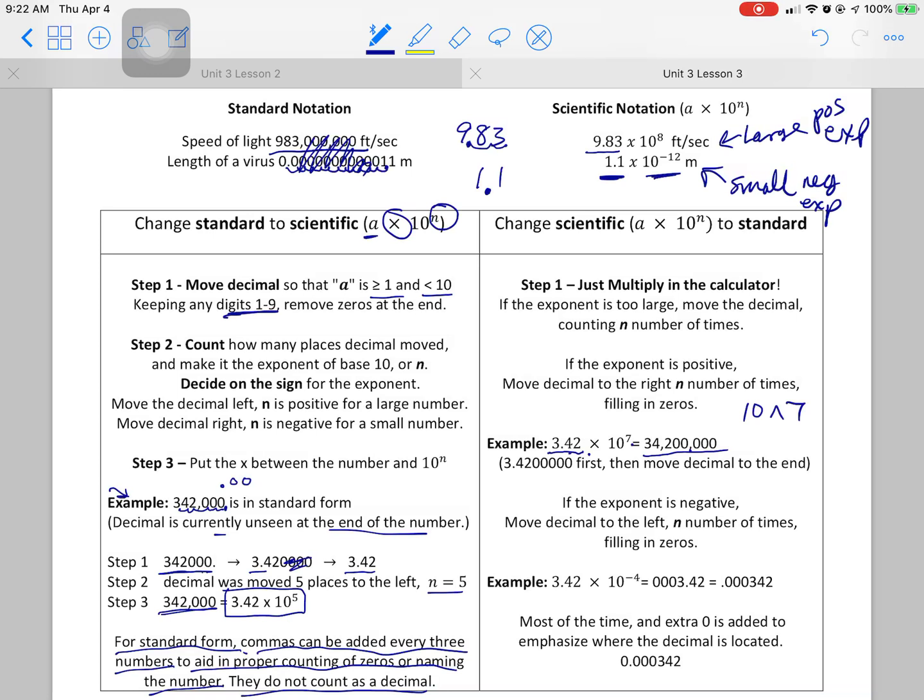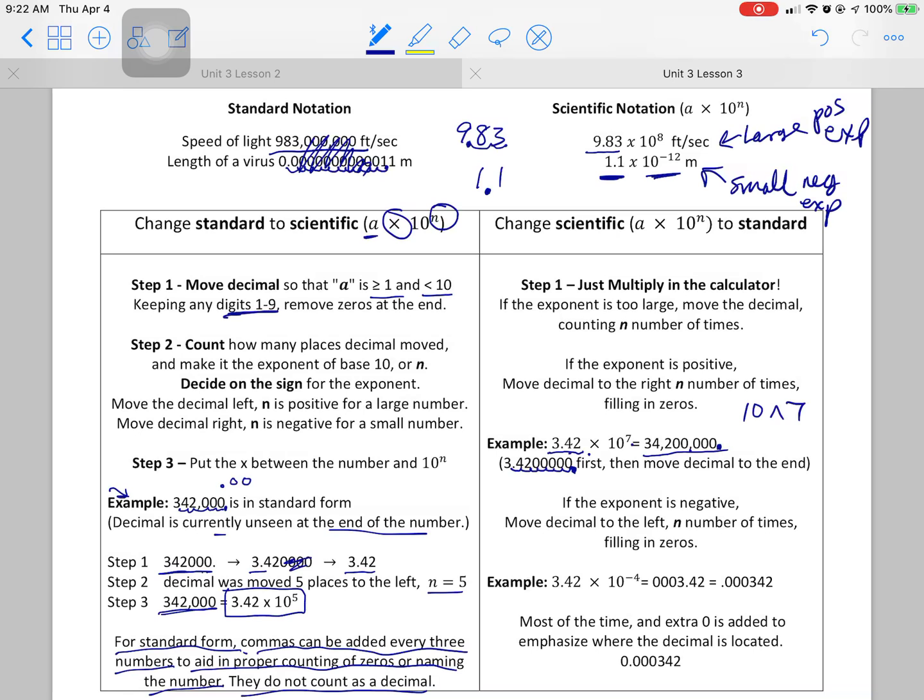So the decimal is here right now. 1, 2, 3, 4, 5, 6, 7 gets you to over there. So if it's over there and you count back by 3s, if it's over here and you're like 1, 2, 3, 1, 2, 3, okay, that's 34,200,000, right?